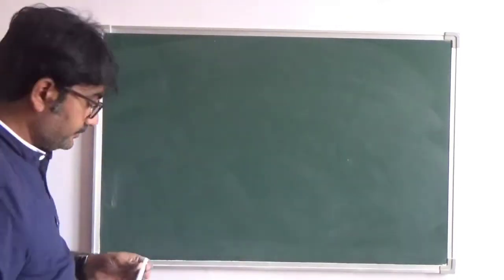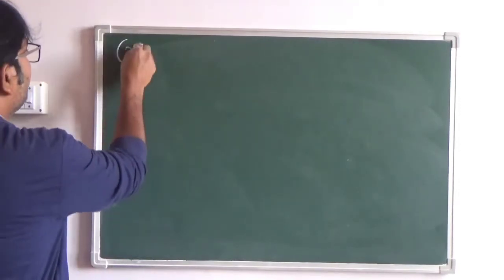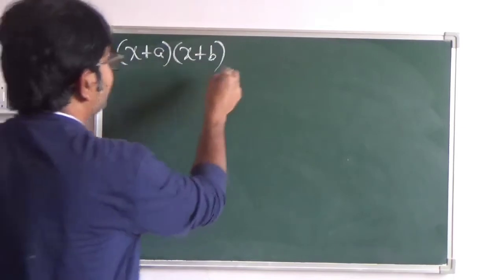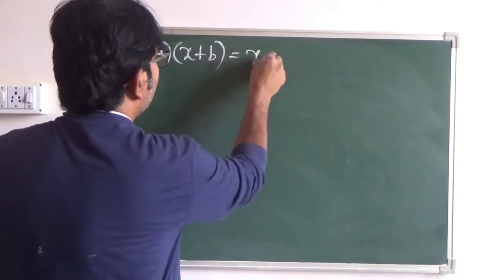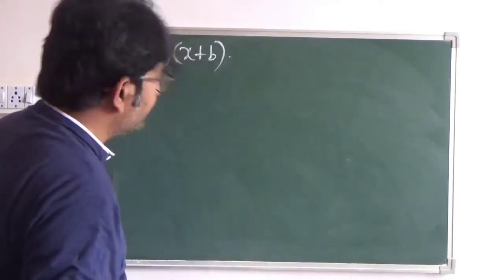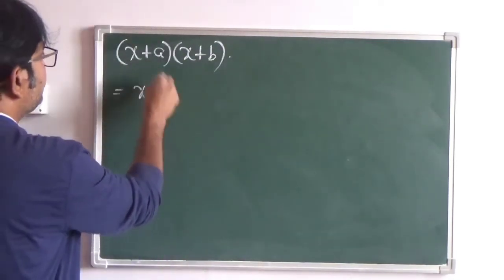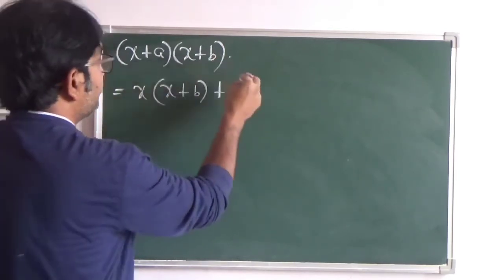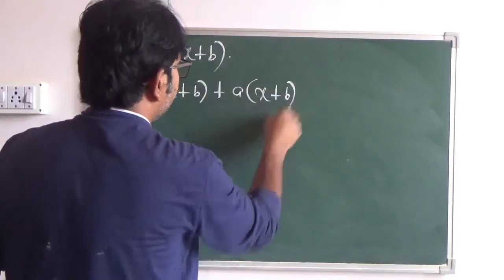Now we have (x + a) into (x + b). So the result will be x. Again we will follow the same step method, that equals x into (x + b) plus a into (x + b).